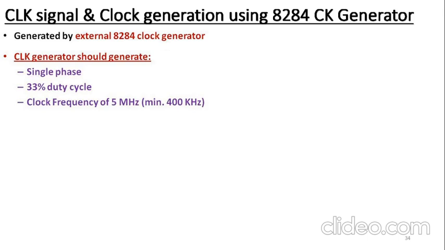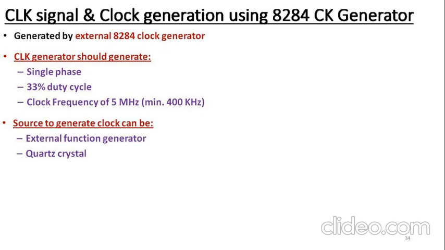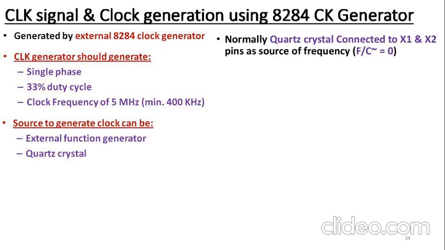And the clock frequency should be optimum 5 megahertz, and the minimum clock frequency should be 400 kilohertz. This part we have already covered in the features of the 8086 processor. Then how is that clock to be generated? What is the source? The source to generate that clock can be an external function generator or a quartz crystal. Now let us see here. Out of these two sources of clock generation, normally a quartz crystal is connected between X1 and X2 pins as the source of frequency here.